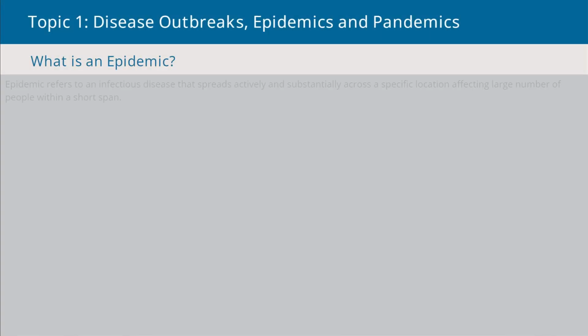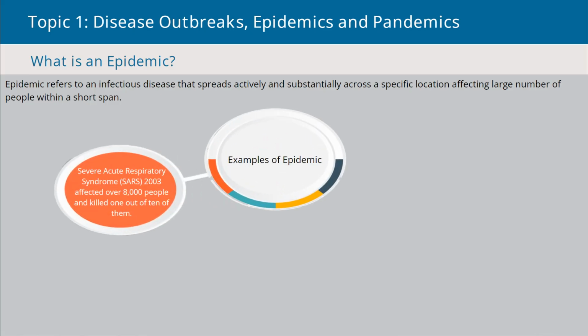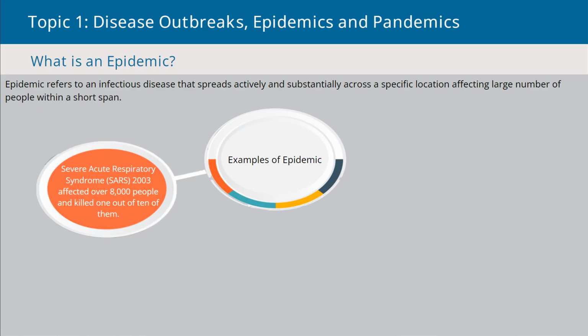What is an epidemic? Epidemic refers to an infectious disease that spreads actively and substantially across a specific location affecting large number of people within a short span. For example, no one had heard of severe acute respiratory syndrome, or SARS, before 2003, but it affected over 8,000 people and killed 1 out of 10 of them.